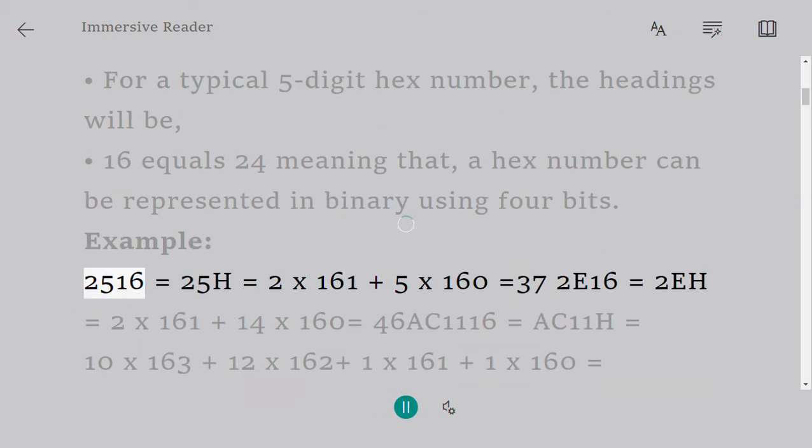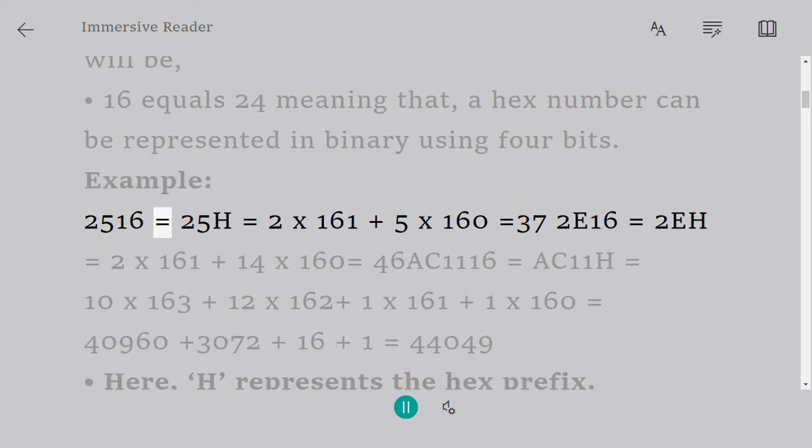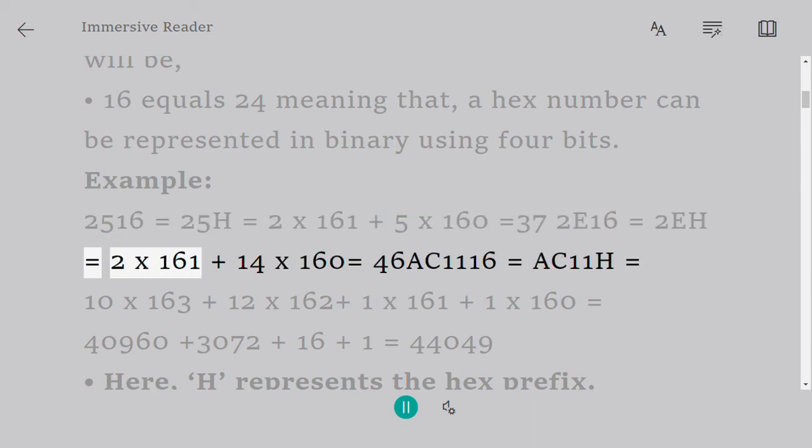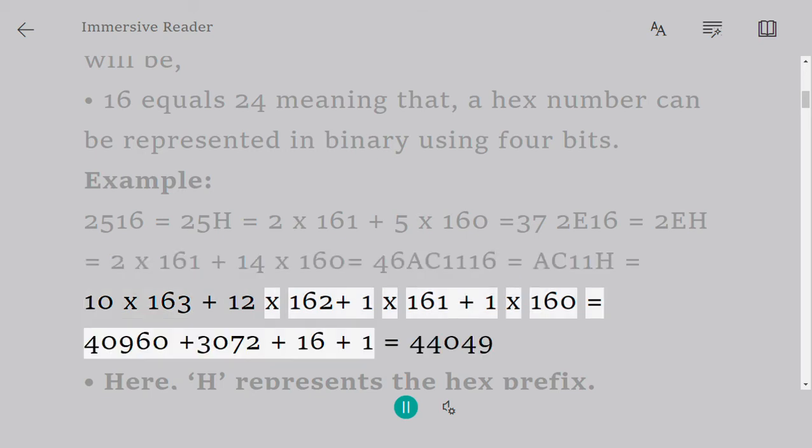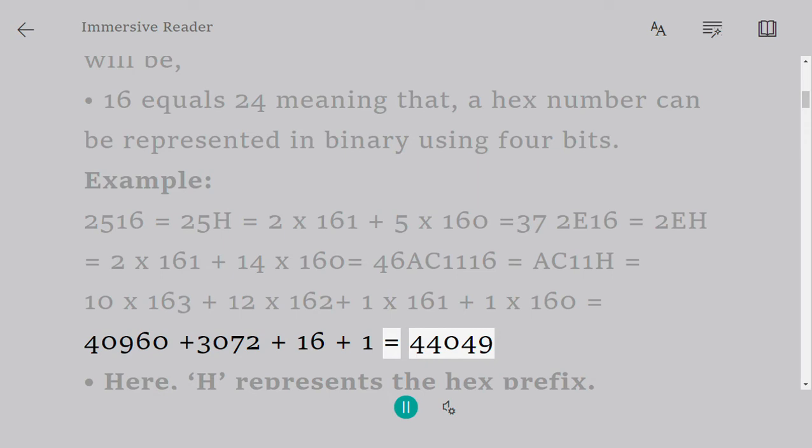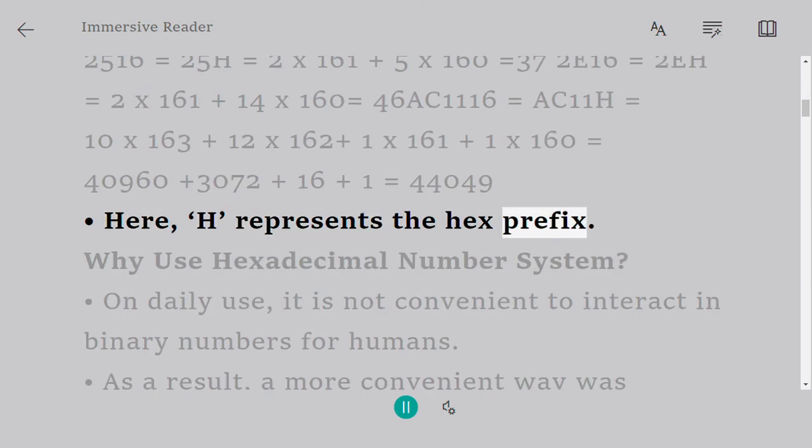Example: 25 base 16, equals 25h, is equal to 2 times 16^1 plus 5 times 16^0, which is equal to 37. 2E base 16, equals 2Eh, is equal to 2 times 16^1 plus 14 times 16^0, which is equal to 46. AC11 base 16, equals AC11h, is equal to 10 times 16^3 plus 12 times 16^2 plus 1 times 16^1 plus 1 times 16^0, which is equal to 40,960 plus 3,072 plus 16 plus 1, which is equal to 44,049. Here, h represents the hex prefix.